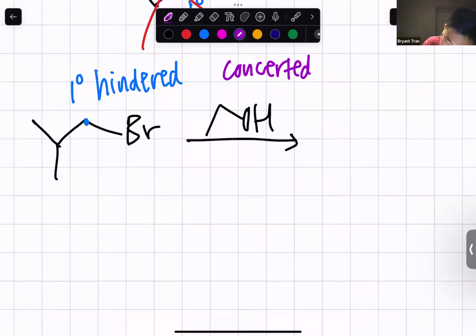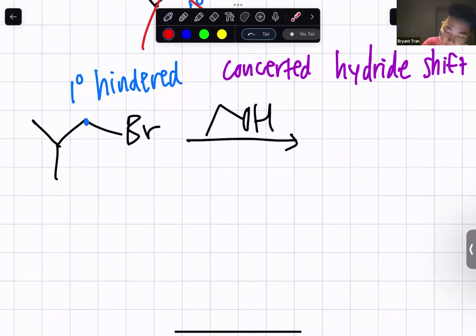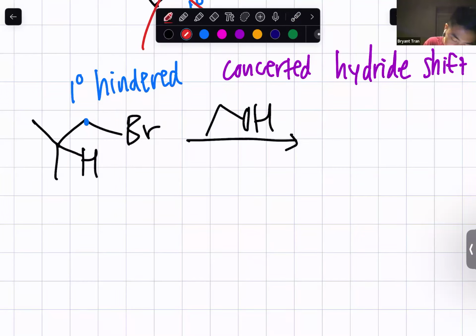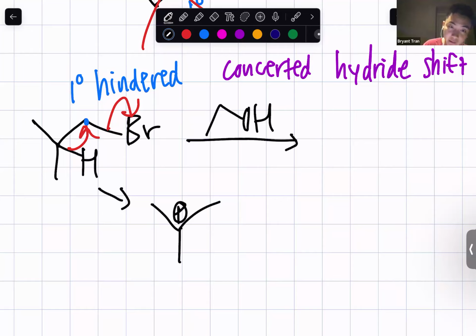Concerted hydride shift, meaning that we're gonna do a hydride shift and kick out the leaving group at the same time. Before we would just kick out the leaving group first without the hydride shift, but we're gonna do the hydride shift and kick out the leaving group at the same time. So hydride shift there, kick out the leaving group to form a tertiary carbocation like that.